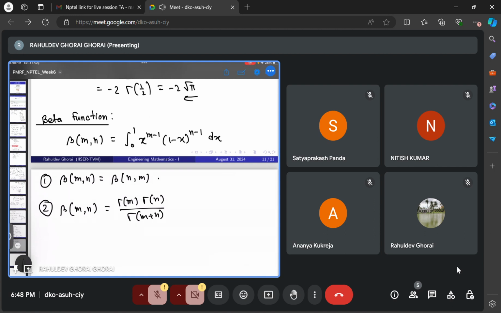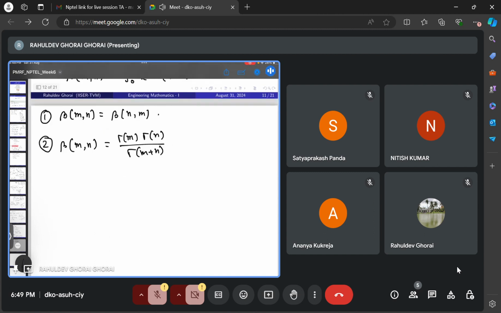Right? Yes, sir. So let's do a few questions on this. I don't do many questions on this topic; I will go to double integration mainly, which is more interesting. Okay, so let's do one question on this gamma beta function.